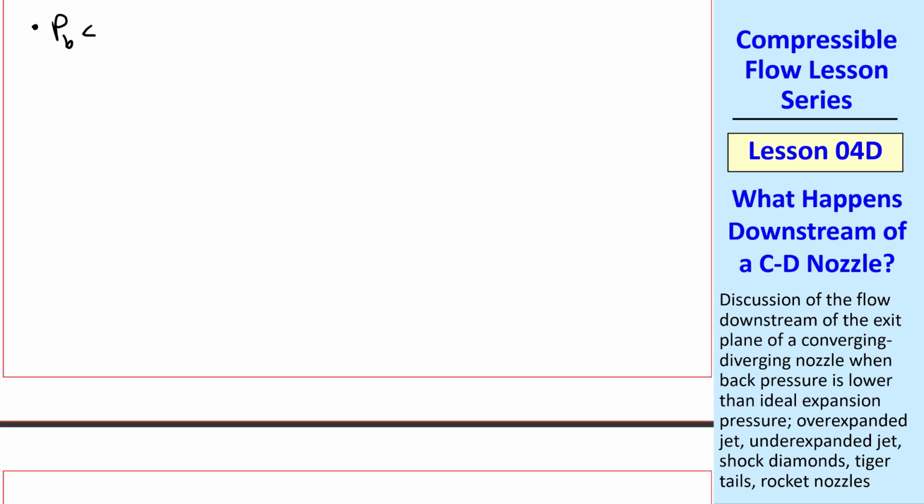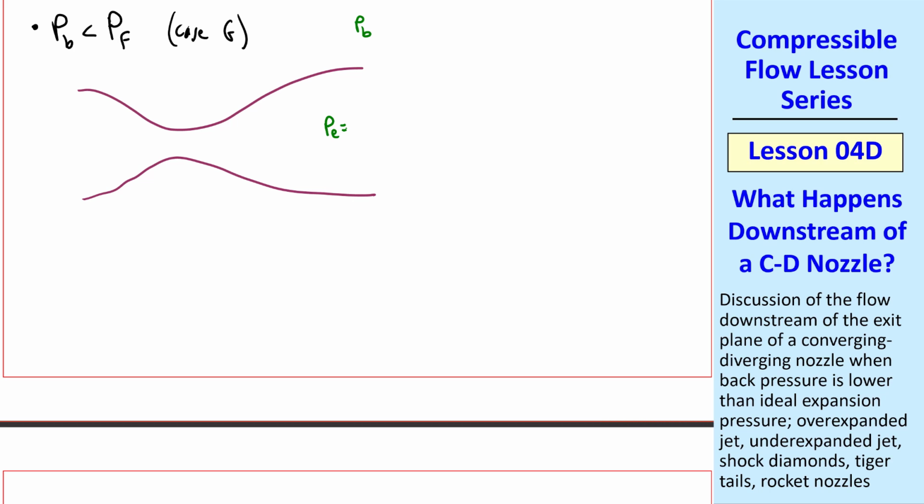Now consider the case where PB is less than PF, which we called case G. This is the opposite case to the overexpanded jet. In this case, PE is still equal to PF, but PB is less than PF, therefore less than PE.